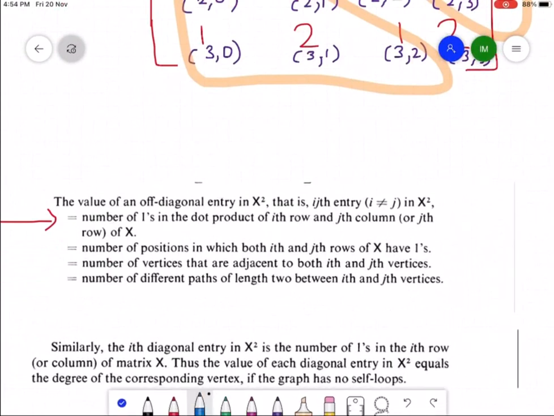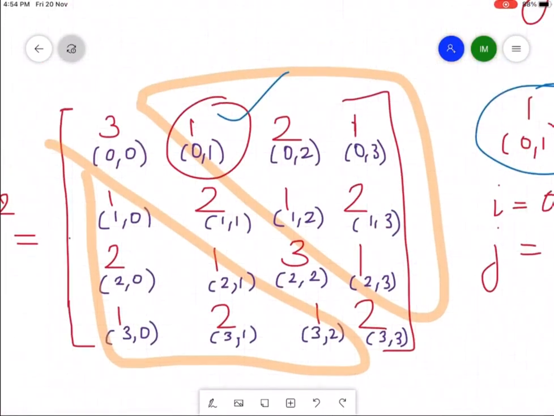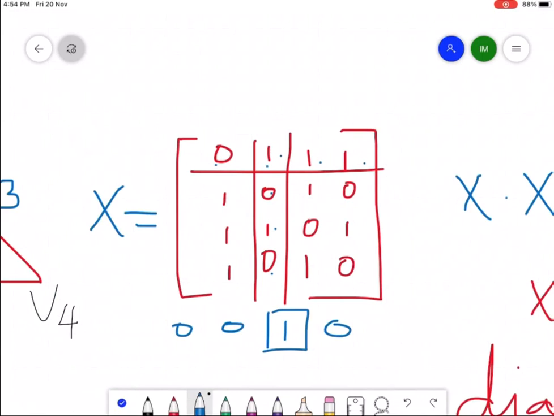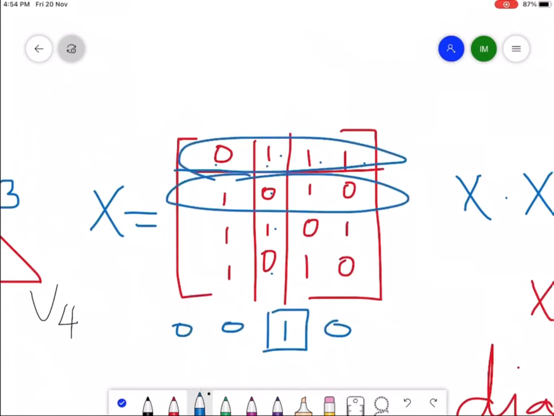Now the second property: the number of positions in which both the ith and jth rows of X have 1. The i value is 0 and the j value is 1, but here we are talking about the i and j rows. Earlier we took the i row and the j column; here we are taking both i and j rows. In how many positions do both rows have 1 in common? Just one position, and 1 is our entry. So we got the second point.